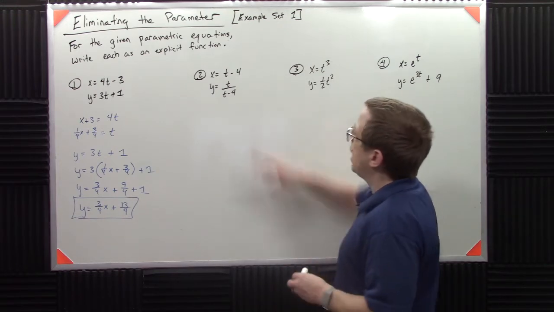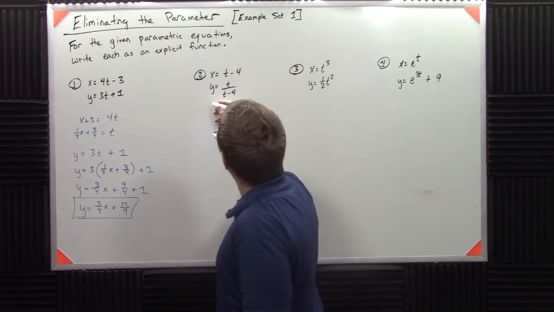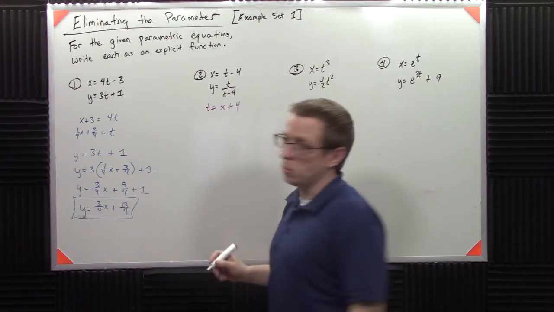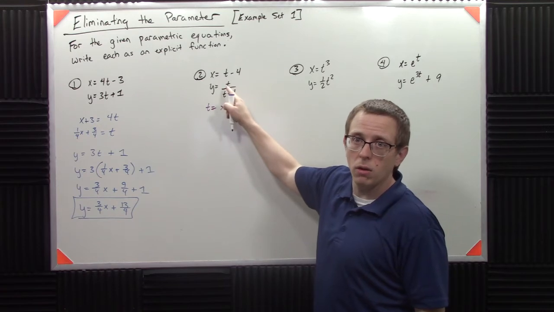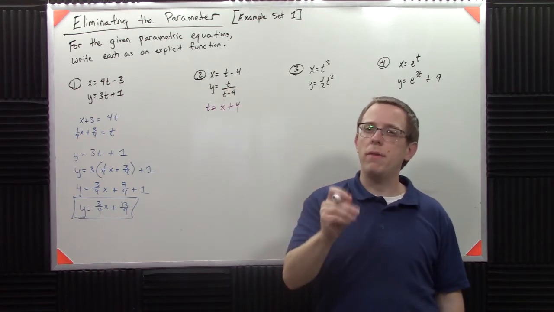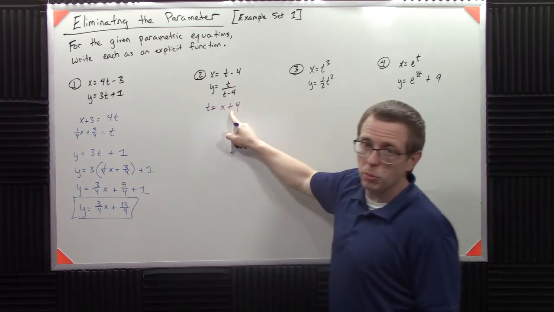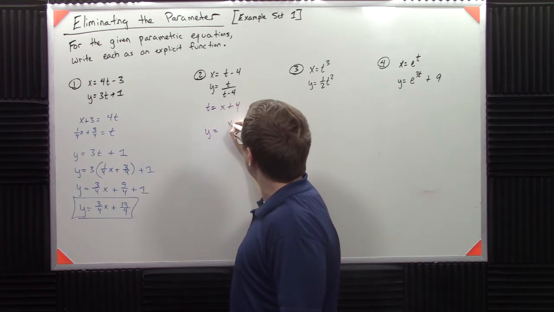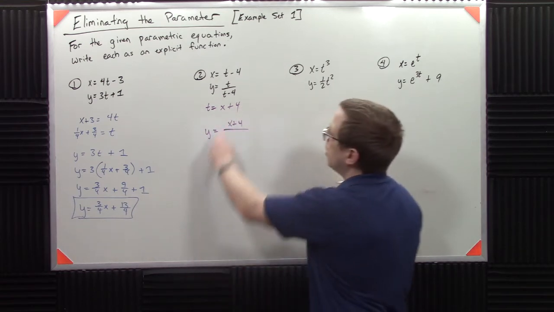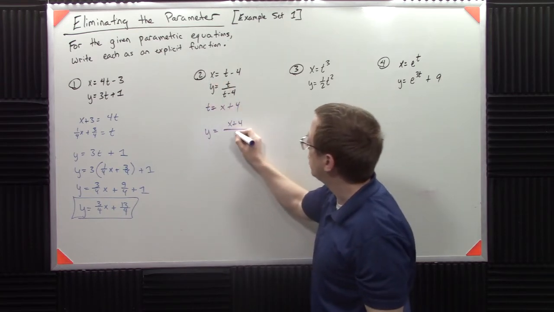Not super clever, but a little more clever. So I have x is equal to t minus 4. Very clearly I could say t is equal to x plus 4. That's pretty simple and straightforward. And then you can replace everywhere I see a t with x plus 4. That would be fine. But why don't you do this? Why don't you say y equals 4 over t, but why replace t here? You know that t minus 4 is x directly, so it's just x.